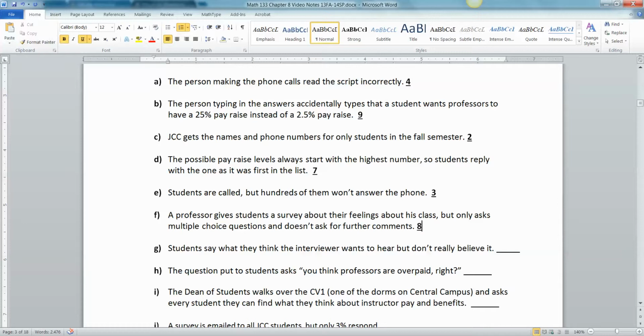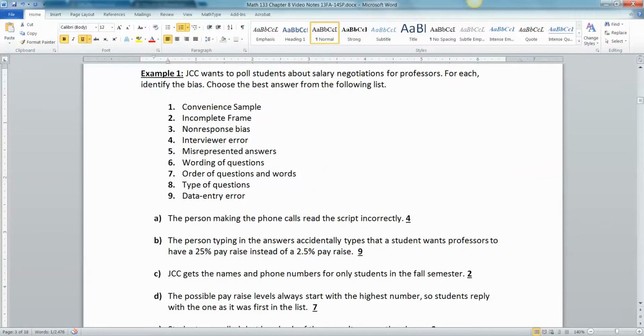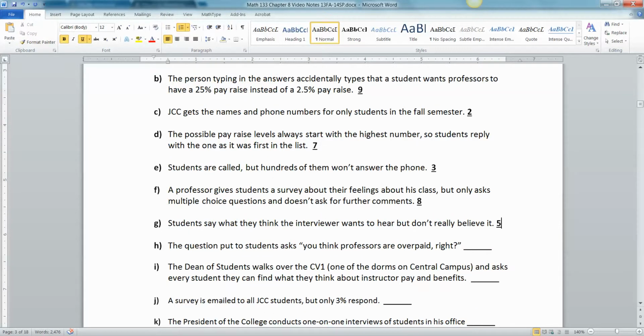I've had this happen to me, and I got so frustrated. I had a professor I really wanted to give a lot of constructive feedback to, but I couldn't because all they gave me was a multiple choice thing. Drove me crazy. All right, students say what they think the interviewer wants to hear, but they don't really believe it. So that's lying, right? You're lying to save face. That's misrepresenting your answers.